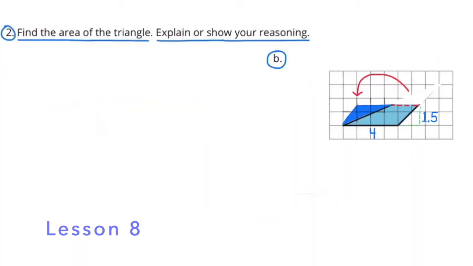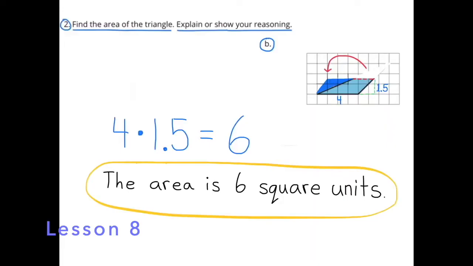The base of the parallelogram is 4 and the height is 1 5/10. I need to multiply the base times the height to get the area. So 4 times 1 5/10 equals 6. The area of the parallelogram and of the triangle is 6 square units.